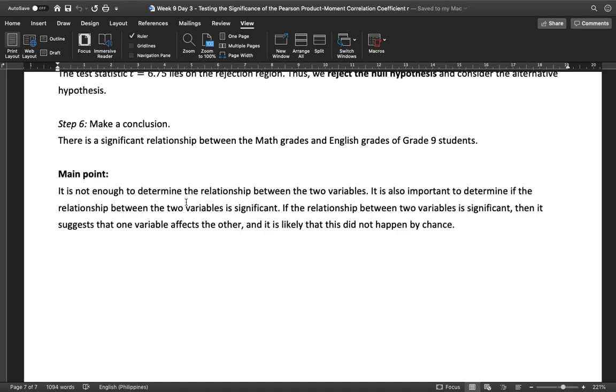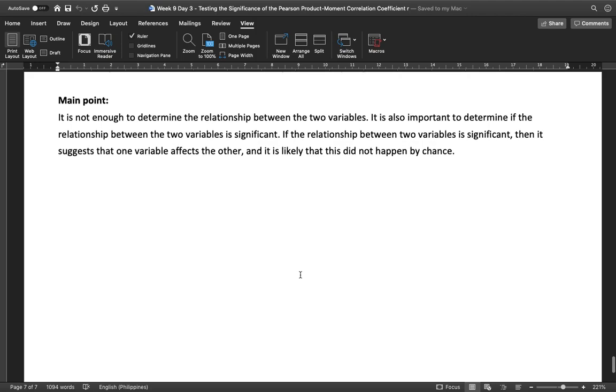Okay? So, it's not enough to determine the relationship between the two variables. It's also important to determine if the relationship between the two variables is significant. If the relationship between two variables is significant, then it suggests that one variable affects the other and it is likely that this did not happen by chance. So, isang tinetest din natin yun eh. Nangyari ba siya by chance or not?